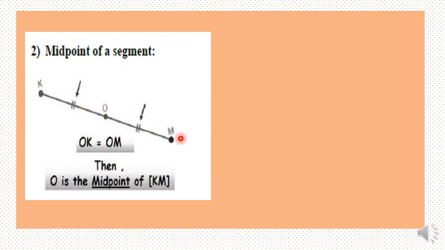Let's take this diagonal KM. It's a segment. Look, I have codes. OK is equal to OM, coded properties. So O is in the middle between K and M. We can say that O is the midpoint of KM.